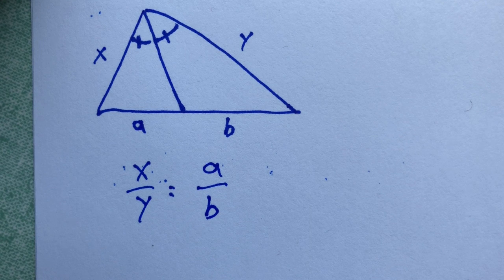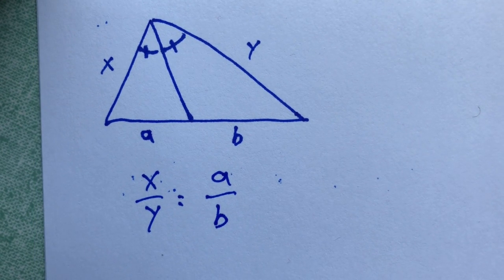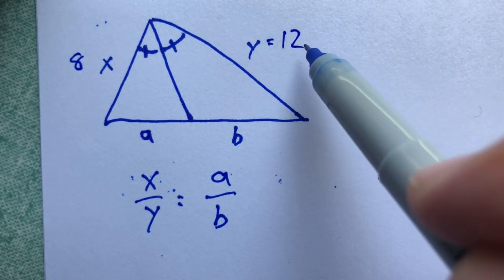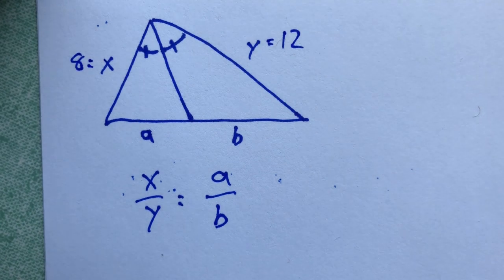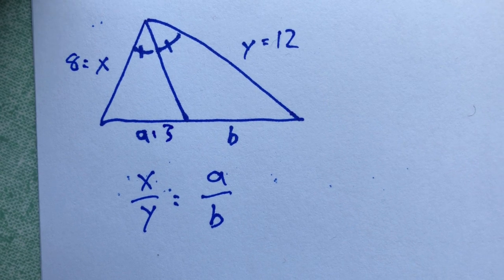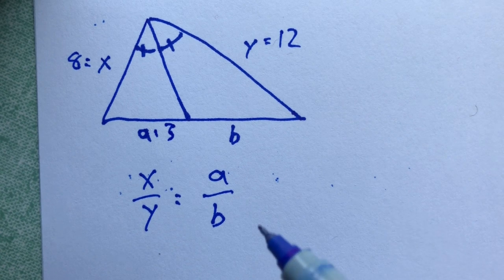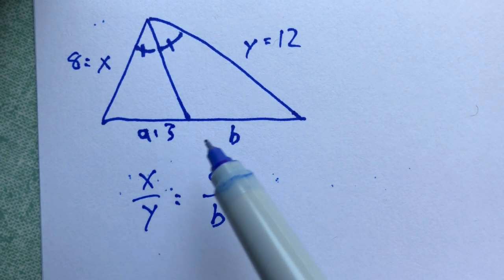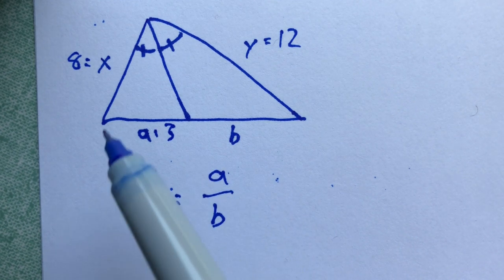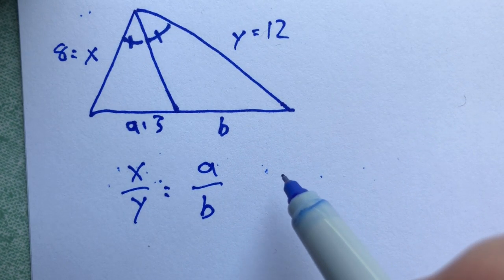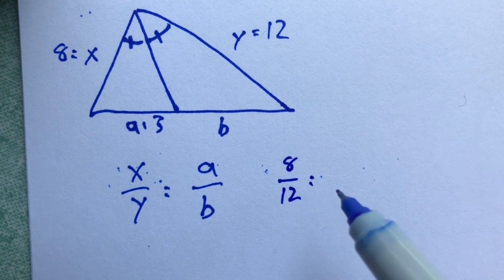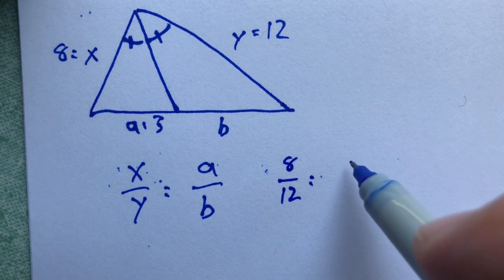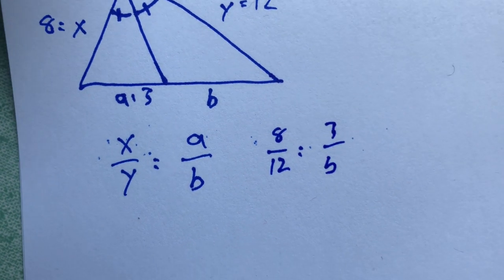So let's put some numbers in there. Let's say instead of x, we had an 8 over here, and let's say y is 12. And let's say we know that A down here is 3, and I want to find what B is. Because I have this angle bisector, I can set up the proportion x over y equals A over B. The two sides that make the angle are equal to these two pieces in a fraction. So x over y is 8 over 12, and that's going to be equal to 3 over B.